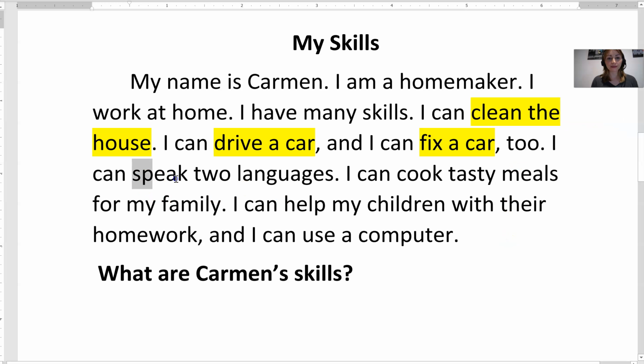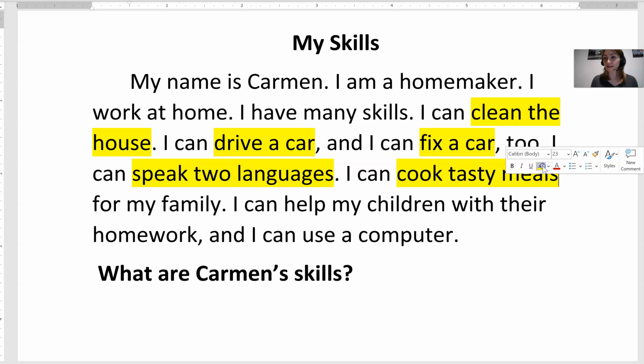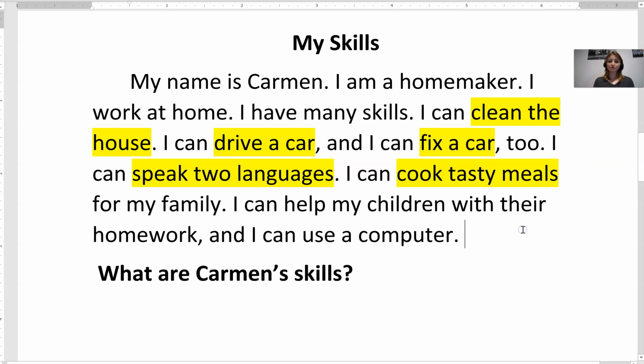Next one, speak 2 languages. Good. Next one, cook tasty meals. Okay, what is this word, tasty? So tasty means very good or delicious. Delicious food.